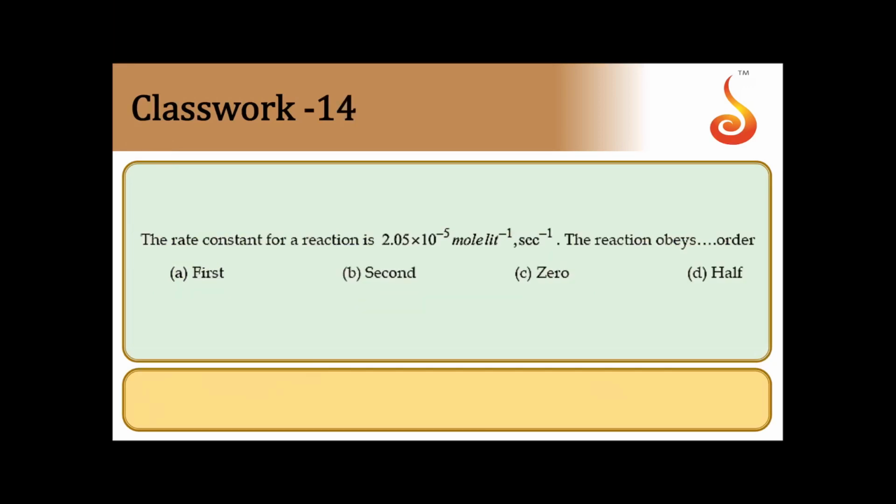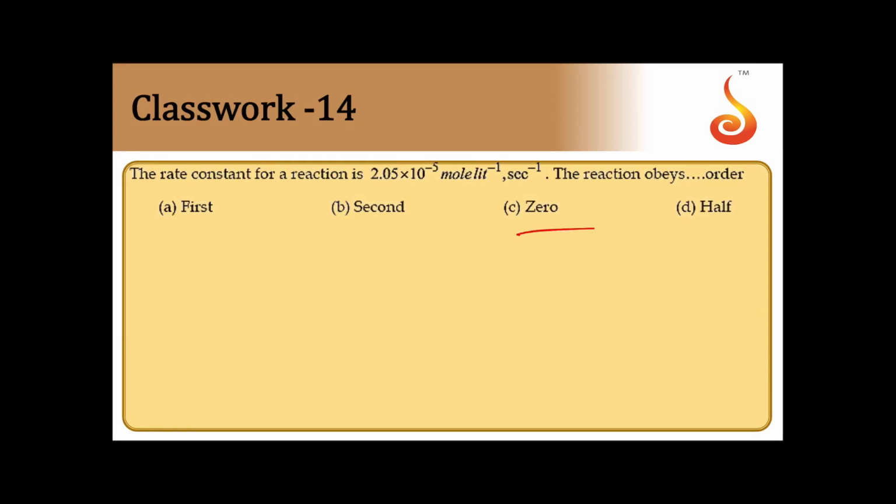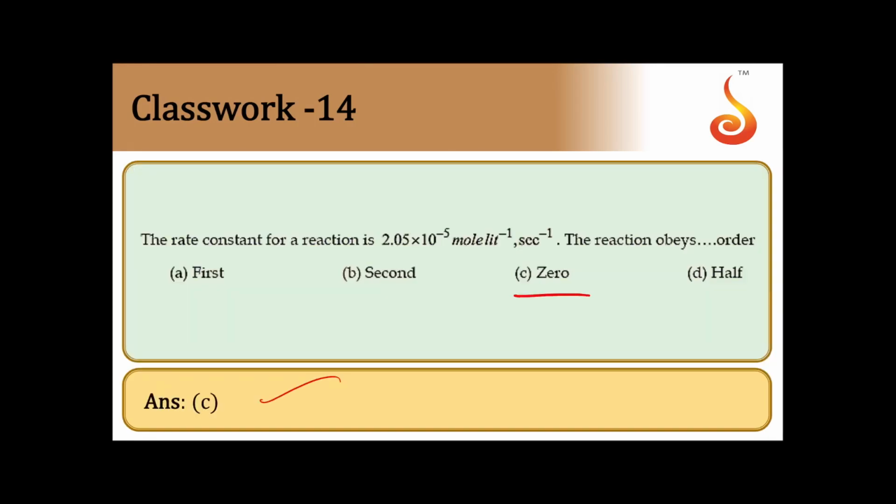14th one. The rate constant for the reaction is 2.05 into 10 power minus 5 mole per liter per second. The reaction obeys which order? The units of K and the units of rate are the same. That is a property of a zero order reaction. So the answer is zero order. So 14th is option C.